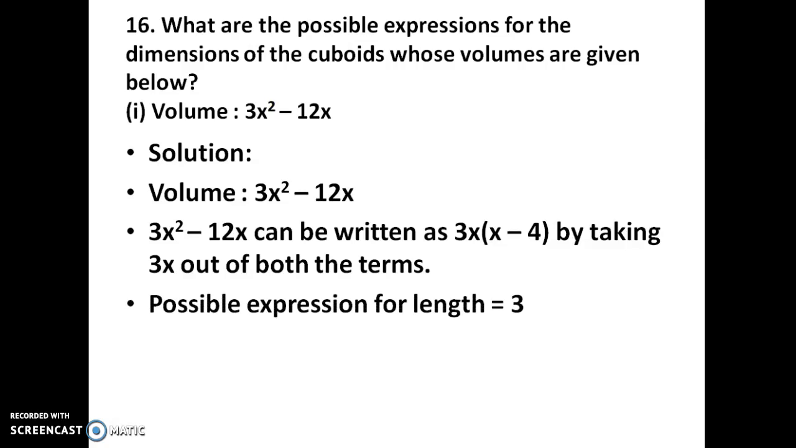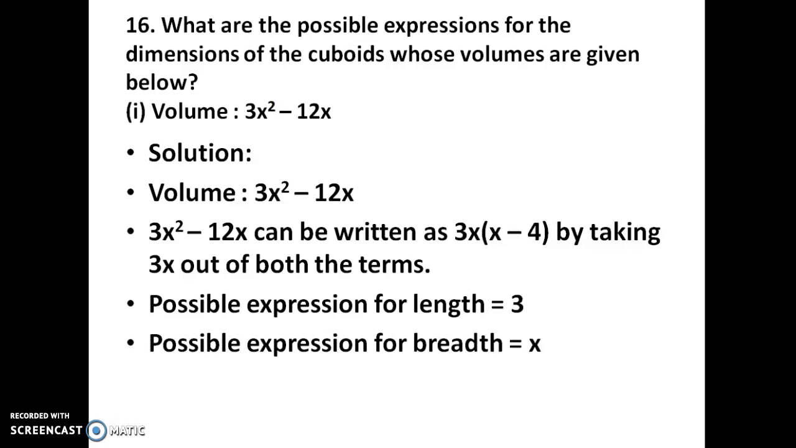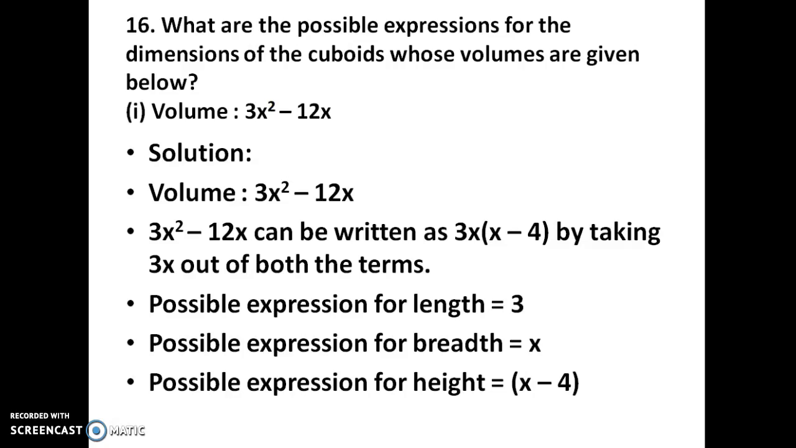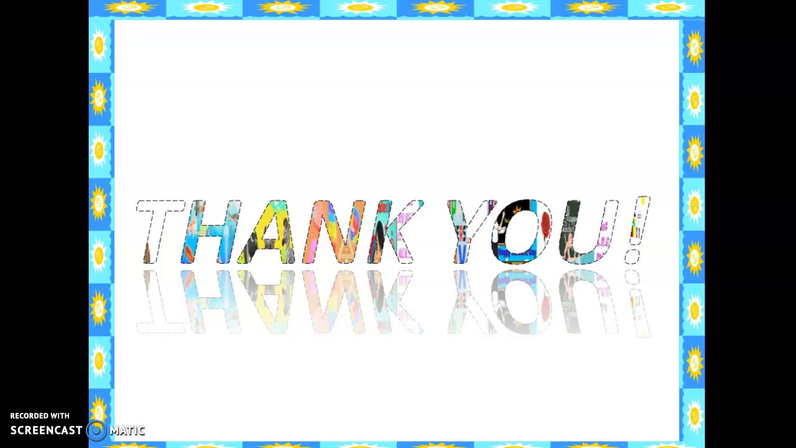So the possible expression for length is 3, the possible expression for breadth is x, and the possible expression for height is x minus 4. So we brought it in the form of the volume formula of the cuboid, and by that we found the expressions for length, breadth and height. Okay children, so that's all for this video. Thank you children.